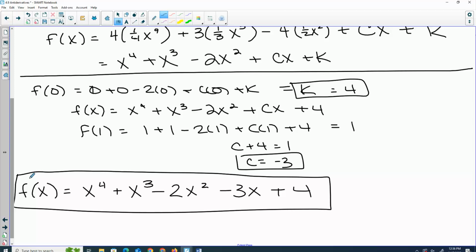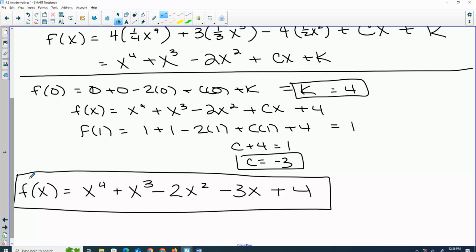This is an initial value problem. If I give you any point from the original function, that would allow you to find the values of the constants in your original. So sometimes we can find them and sometimes we can't. Any questions there?